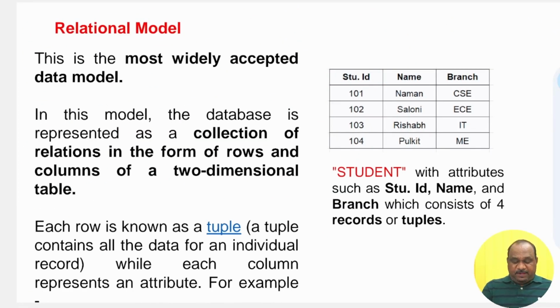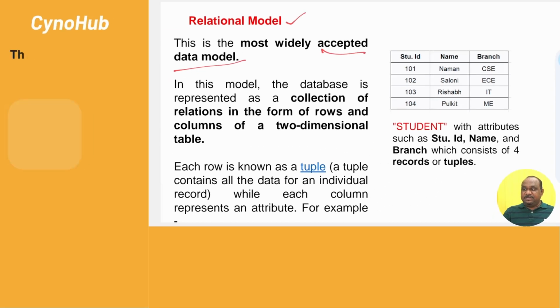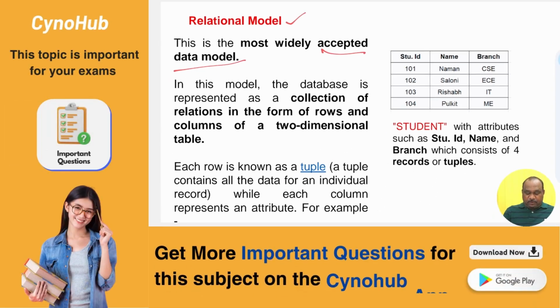Coming to the relational model. This is the most widely used and accepted data model. Why? Because the database is represented in the form of rows and columns. Generally, you can observe it's a two-dimensional table.